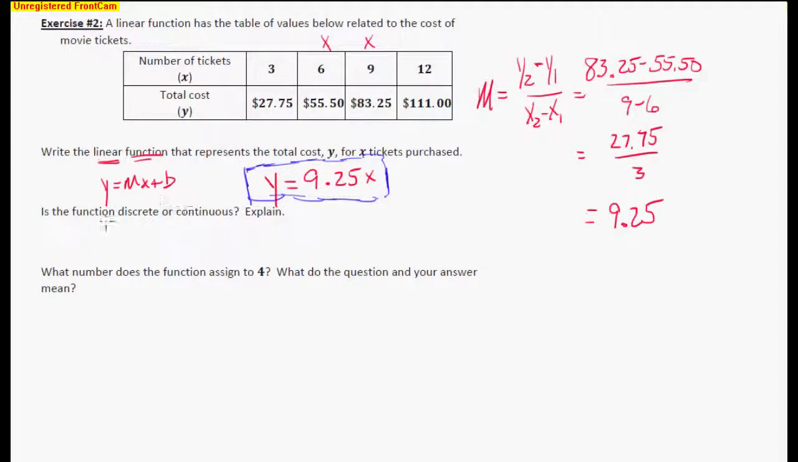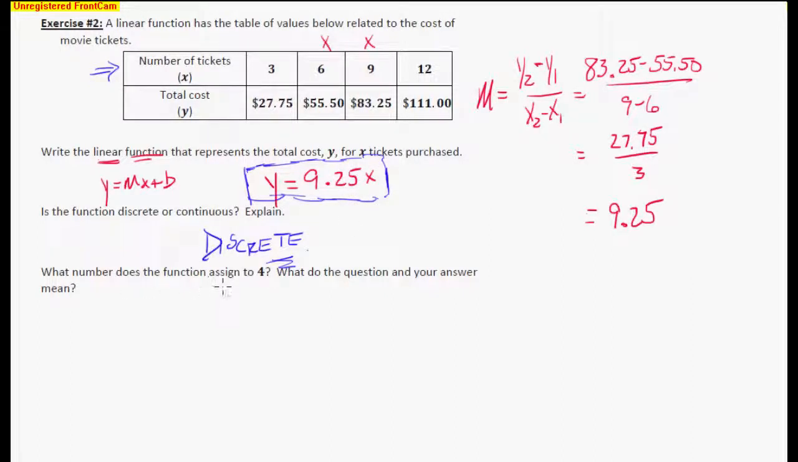So as we did in the previous one, is the function discrete or continuous? Well, again, go to the x values up here, and is there any limitation here? Can you buy 3.5 tickets? Well, no, you can't buy 3.5 tickets. All right, can you buy 9.25 tickets? Well, no, these have to be simply whole numbers in here. All right, so that's going to tell me that that is a discrete function right there.